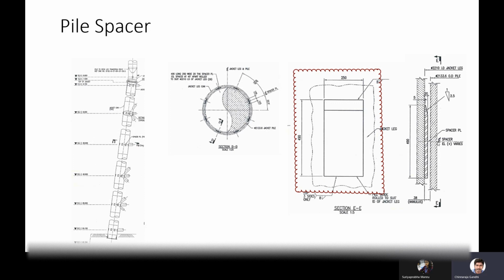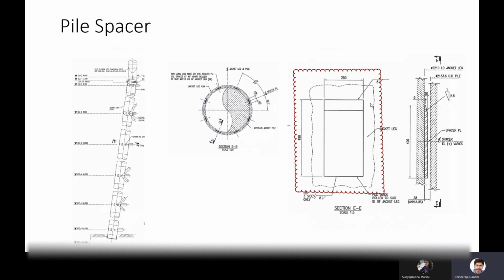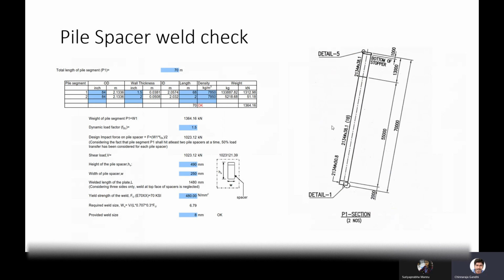Okay, so the lateral load will be transferred at each and every framing level through the pile spacer. This is the pile spacer detailing. And if you go here, what to check here? We have to check the weld length, whether it is sufficient or not. So for that, the pile spacer weld.